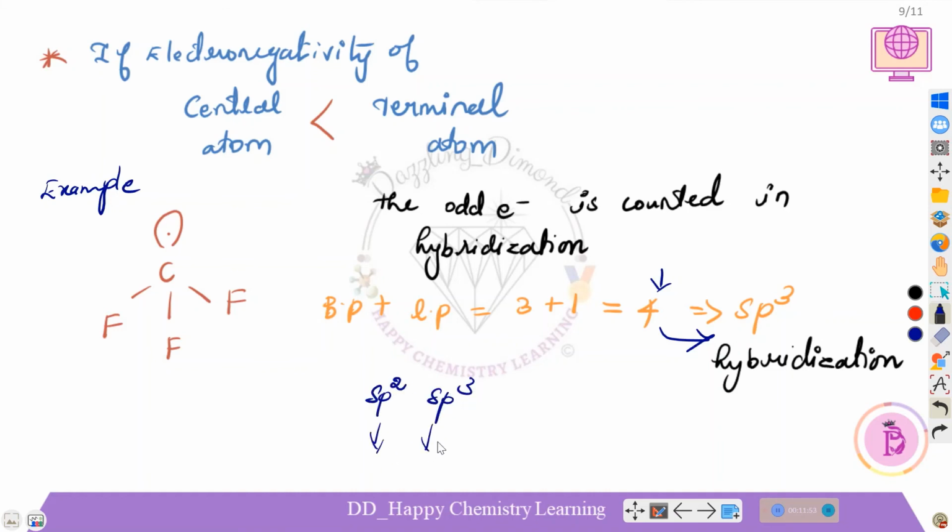So finally this will also lead to a change in the shape, right? Particularly if you have sp2 and sp3, we have the corresponding shapes. We have discussed that in the previous class itself. So this is so important, you should keep it in mind while calculating the hybridization.